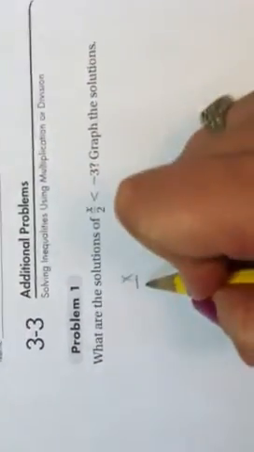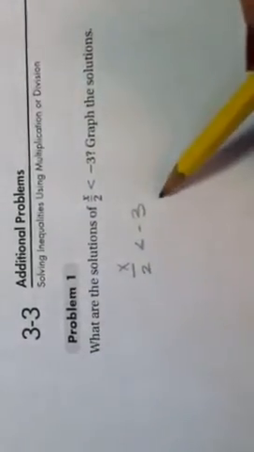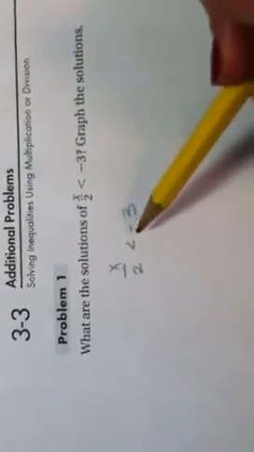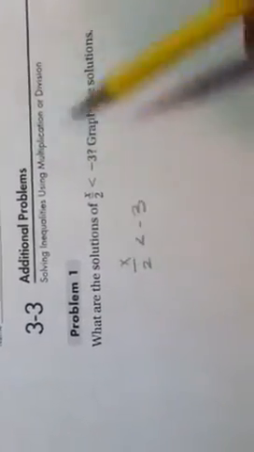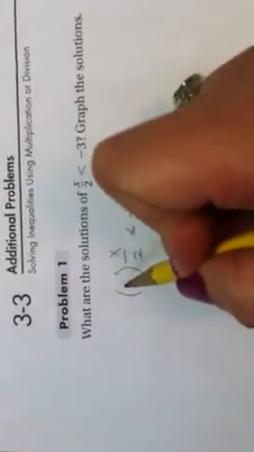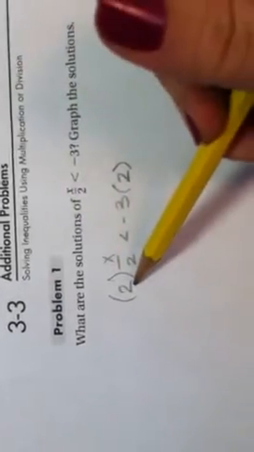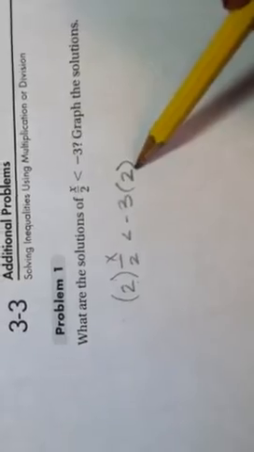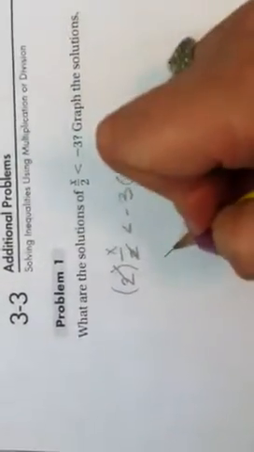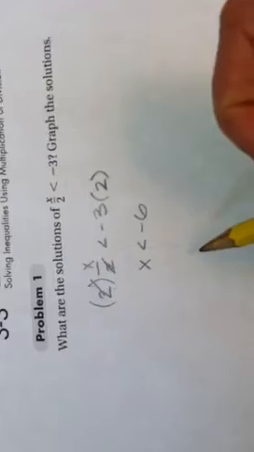So the first thing I'm going to start off with is I'm going to rewrite my problem. X over 2 is less than negative 3. Just as in any other equation, I want to get my variable by itself. What I really have here is 1/2 x. So in order to get rid of that 1/2, I need to multiply by 2, or 2 over 1. So I multiply each side by 2 because whatever I do to one side, I need to do to the other side. The 2's cancel out, and I'm left with x is less than negative 3 times 2, or negative 6. And that's my solution. X is less than negative 6.